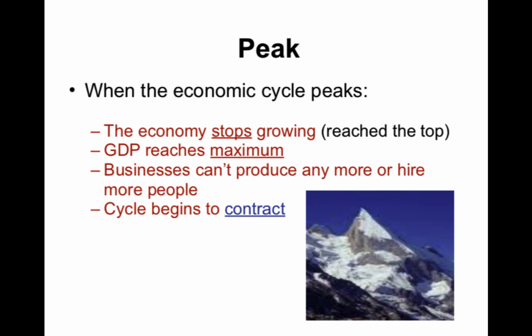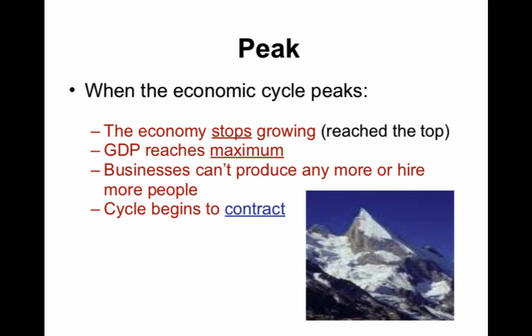Eventually, this tops out. So, at the peak, the economy is going to stop growing. It means things are still good. Unemployment rates are going to be the lowest they've ever been. GDP, however, is going to reach its maximum. We are going to get to a point where the economy just can't produce anymore, that there are limited resources. There are only a certain number of people in this country, and we just can't produce more, and we just can't hire more people. And so we top out, we get to the top.